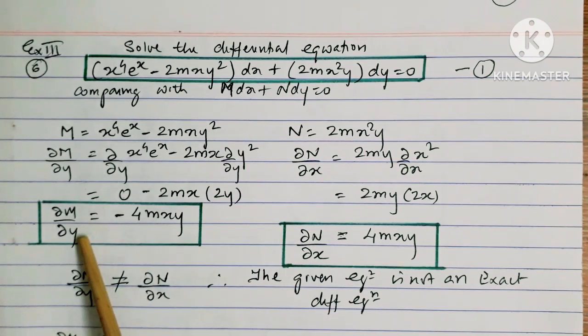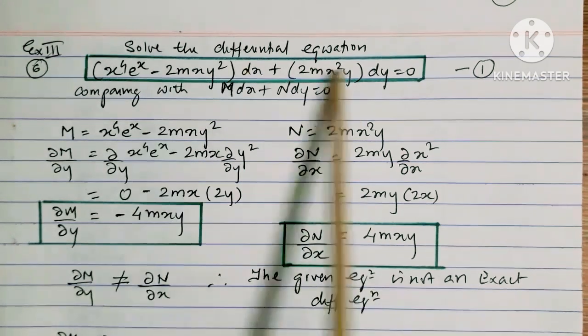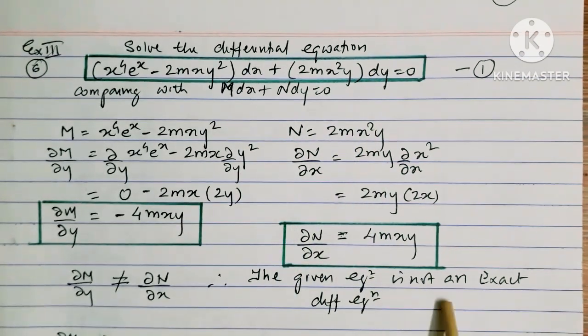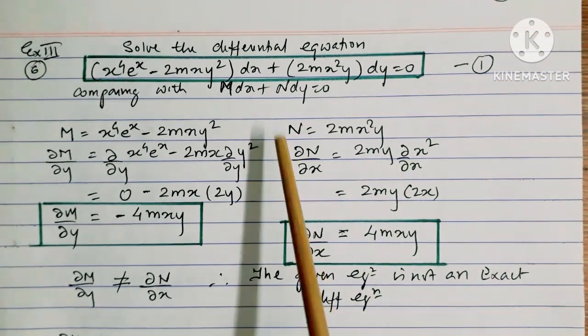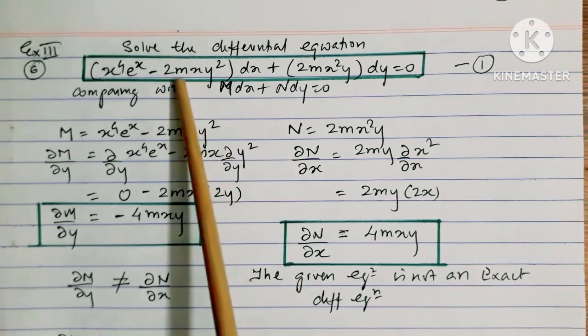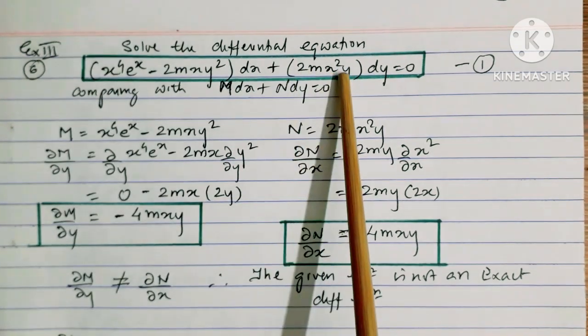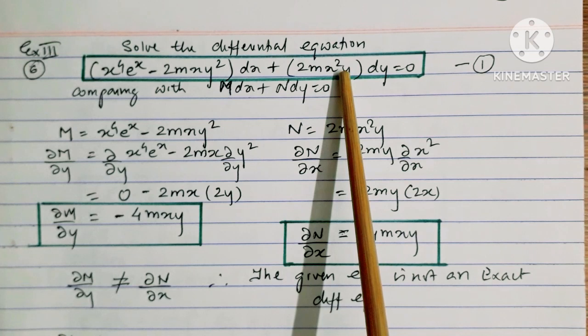Now del M by del y is not equal to del N by del x. Therefore this given equation is not an exact differential equation. Now we'll have to find a suitable integrating factor such that when we multiply this given differential equation with that integrating factor, this given differential equation will be reduced to an exact differential equation.